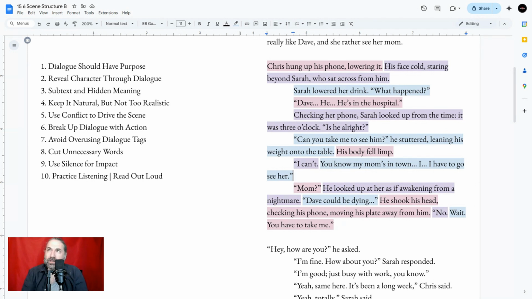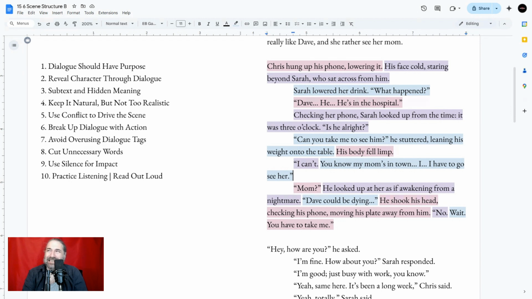Chris hung up his phone, lowering it, his face cold, staring beyond Sarah, who sat across from him. Sarah lowered her drink. What happened? Dave, he's in the hospital. Checking her phone, Sarah looked up from the time. It was 3 o'clock. Is he all right? Can you take me to see him?